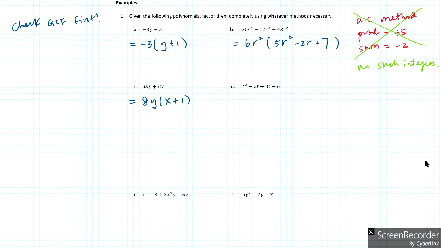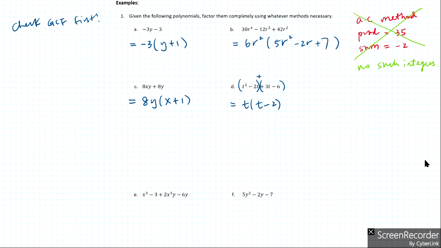Moving on to part D, we have again a case of 4 terms. Whenever that happens, factor by grouping is our go-to method. So first two go together, last two go together, connect by plus. From the first parentheses, the GCF is t, so I'm going to go ahead and factor that out, leaving me with t minus 2.